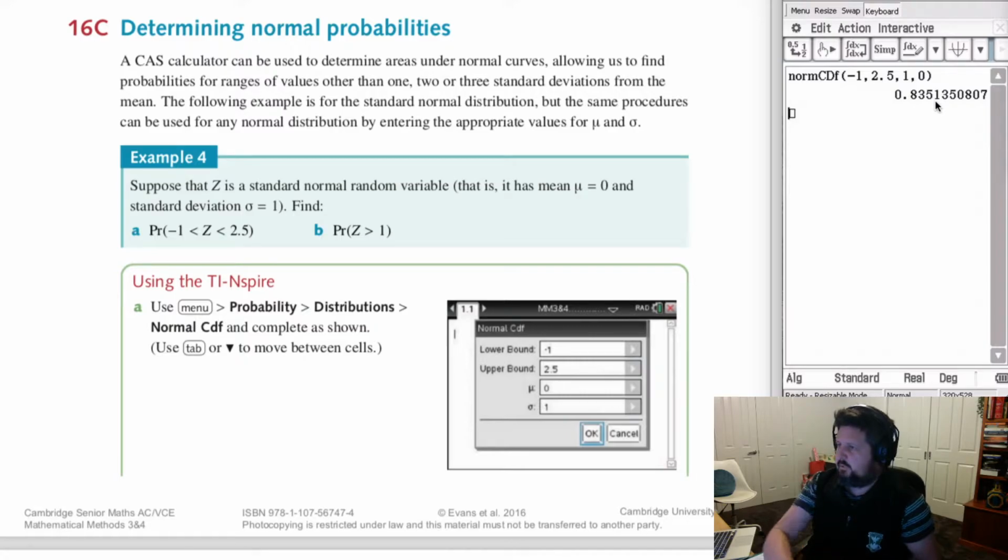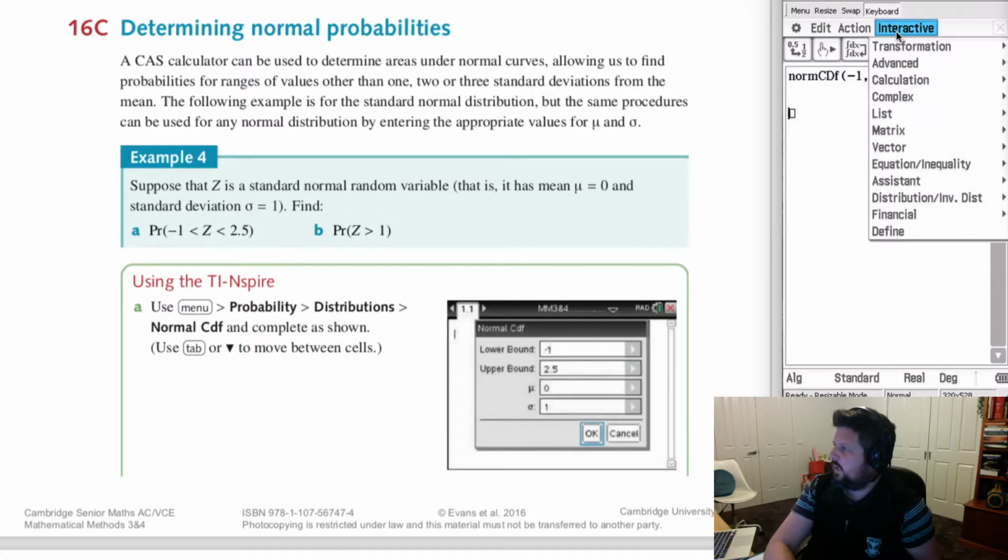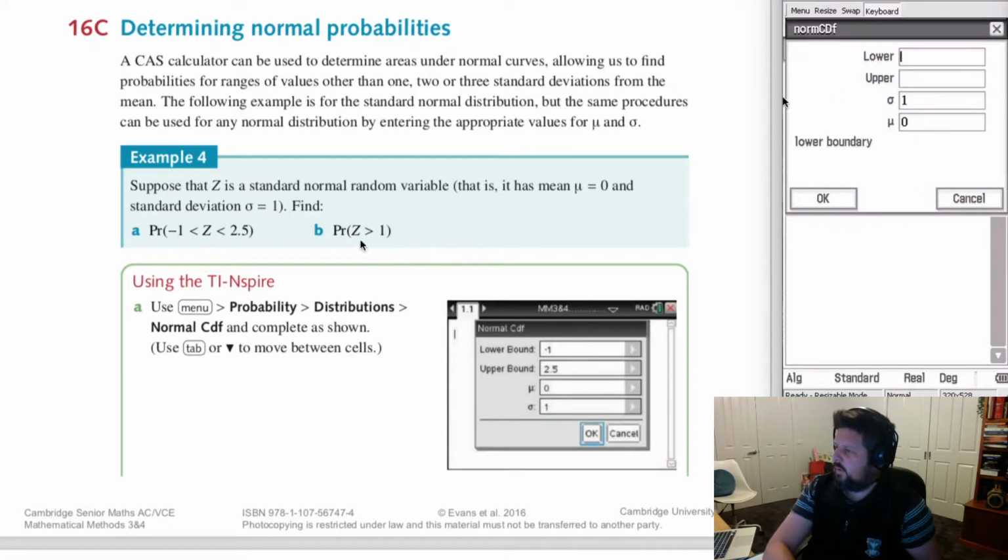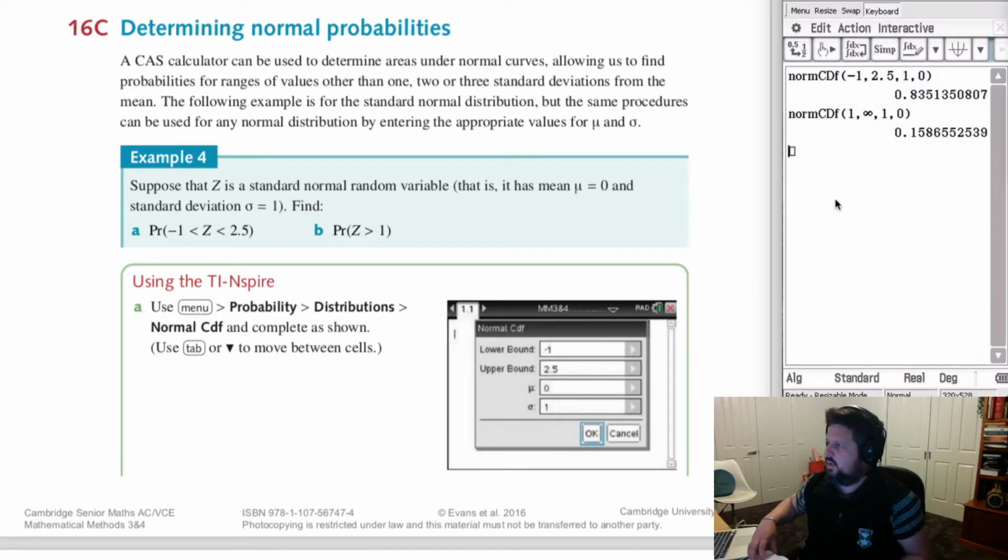If you wanted to do the same for part B, again in the interactive section, continuous, normal CDF. The lower value in this particular case is going to be 1 and it's going to go through to infinity. In the keyboard section, in Math 2, there is the infinity symbol which we can plug into the upper. And we've got the standard deviation of 1 and the mean of 0. We can click OK, and in this particular case we get 0.159. So that's using the main menu of the calculator.